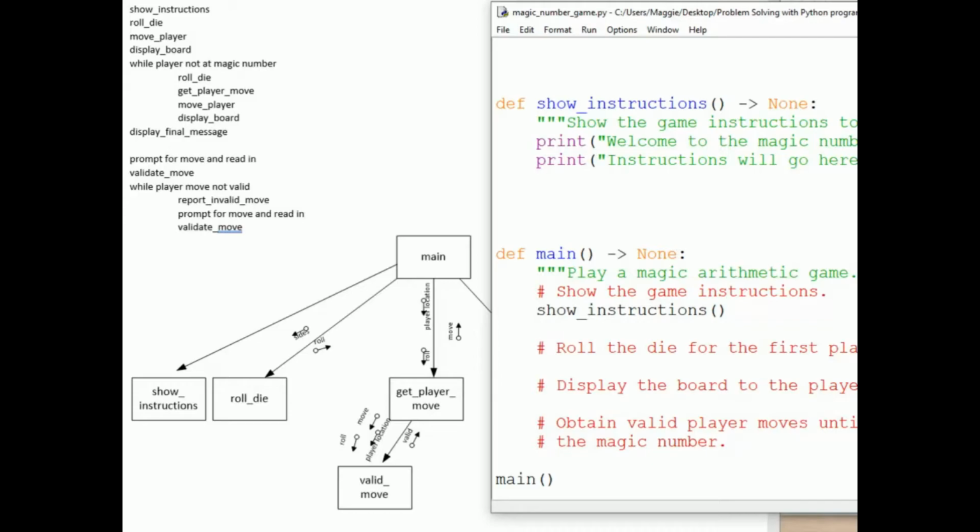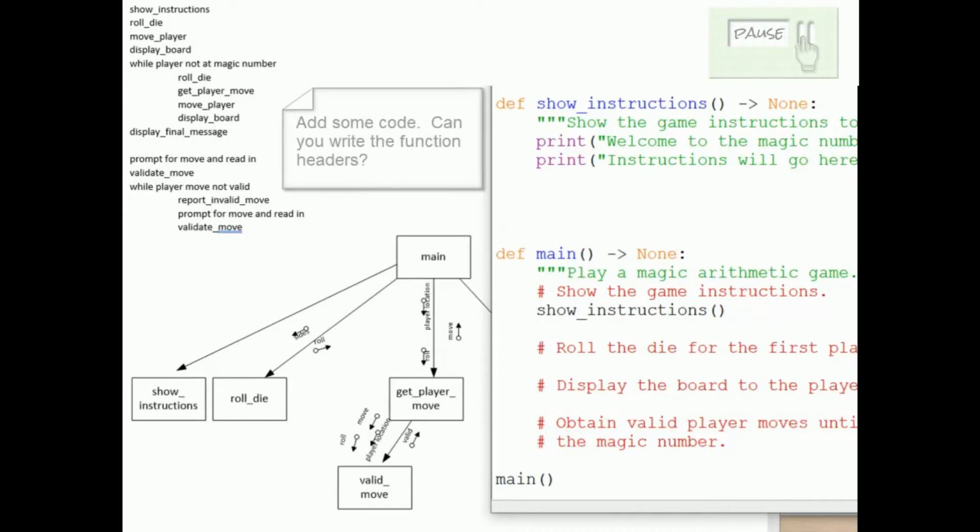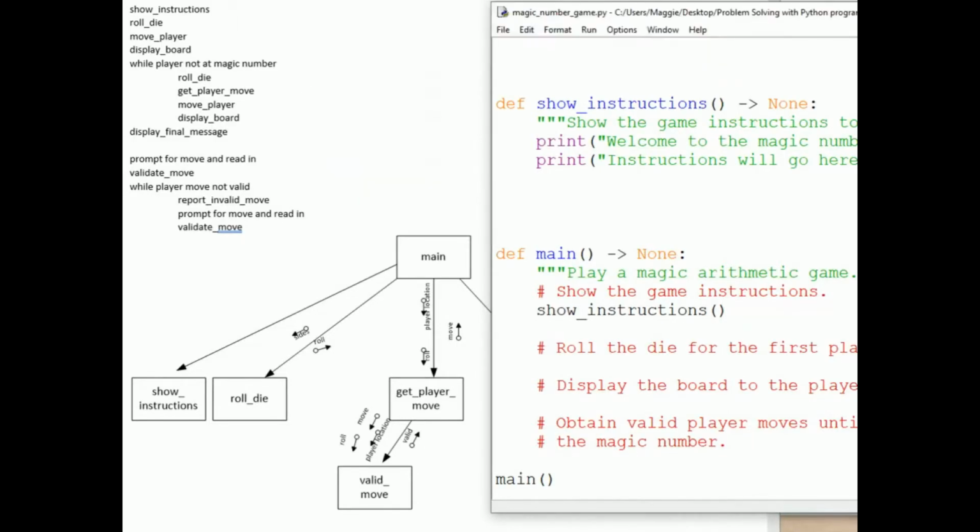Now that we have an outline of our program and one function written, pause the video and see if you can add to this. Any part would be fine. You don't have to develop this in order. If you can't write functions, can you put the function headers in? Pause now. Did you get any other code written? If so, you can compare to mine.